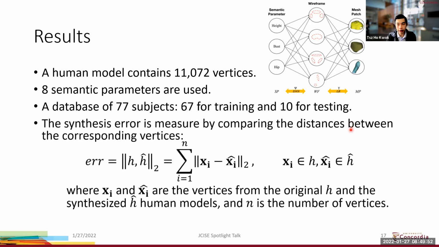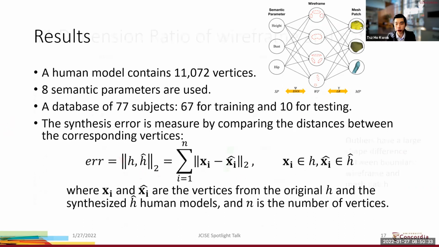To measure the accuracy and performance, the syntax error is used by comparing the distance between the corresponding vertices. After the learning, we use the same parameters as the input and synthesize a new human model. We also have the same model as a ground truth in the database. So we compare these two models, the synthesized one and the ground truth one, vertex by vertex, and see what the difference is over there. This is used as an indicator of how good or bad the learning performance is.